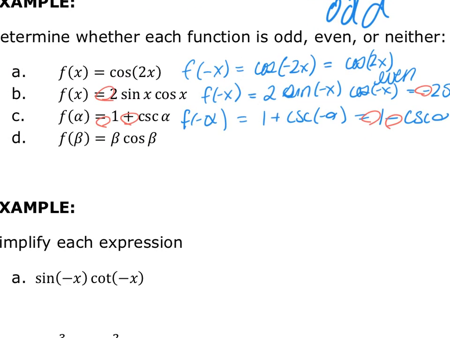On my last one, I'm going to put in a negative beta, so f of negative beta is equal to negative beta cosine of negative beta.